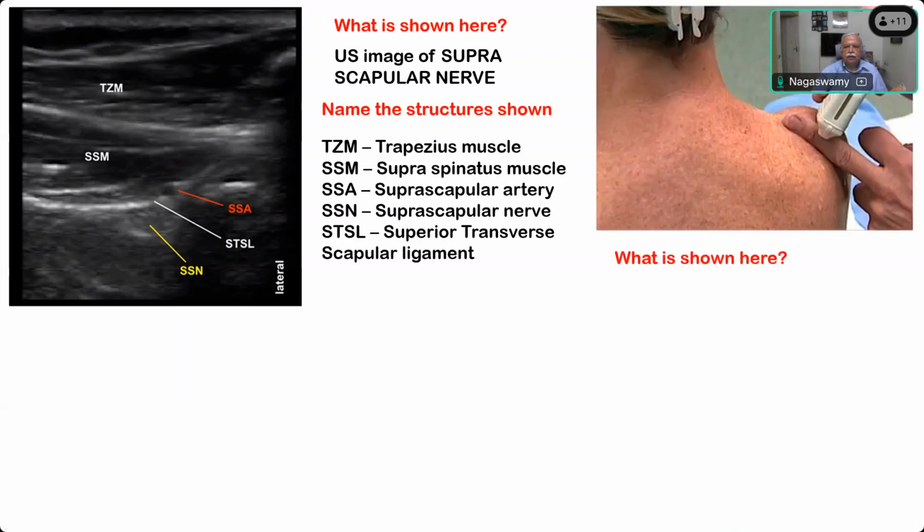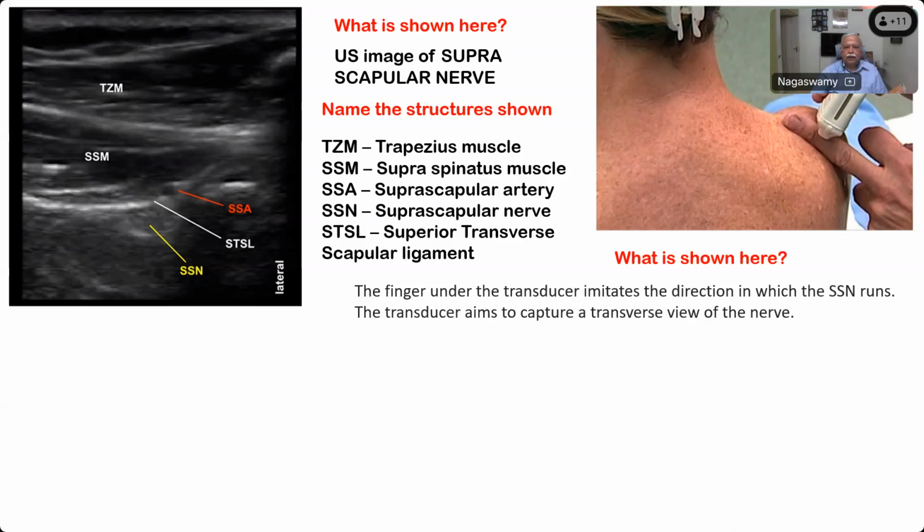Now, what is shown in this picture? A person is keeping a finger and then putting the probe over that. What are they trying to show? Yes, sir. The finger under the transducer imitates the direction in which the suprascapular nerve runs. So the transducer aims to capture a transverse view of the nerve.